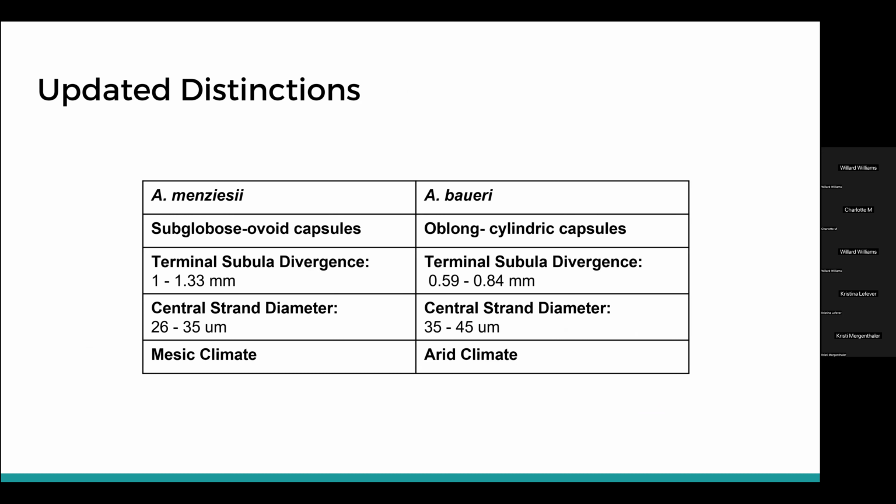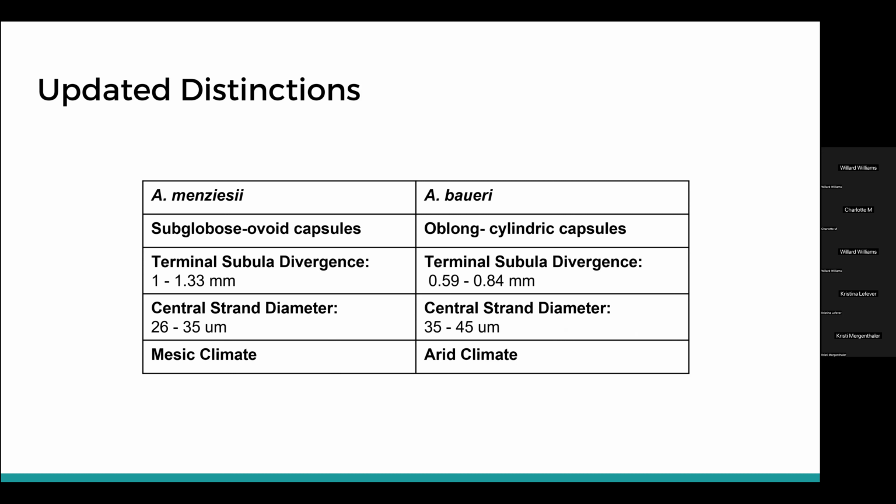Okay, here's a table showing the updated distinctions. We got rid of the seed lengths, we got rid of the spore diameter, and we're left with 3 or 4 things now. The capsules are good distinguishing elements. The terminal subula divergence, the one I showed you previously, is different, and here the range is provided from 1 to 1.3 millimeters diverging, and 0.5 to 0.84 millimeters divergence. And the central strand diameter is different between the two species and has a really good separate range: 35 micrometers and under for menziesii and 35 and greater for boweri.